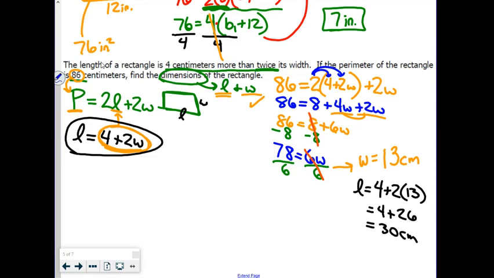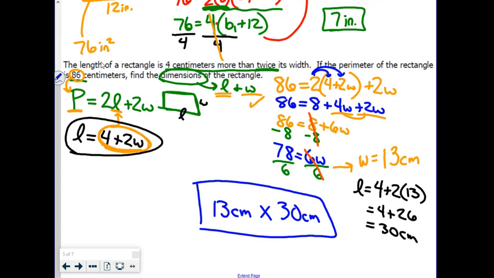You can write the final answer, you know how they write dimensions, 13 centimeters and a big X by 30 centimeters. That's how they show dimensions. And the way you say it is 13 by 30 centimeters.